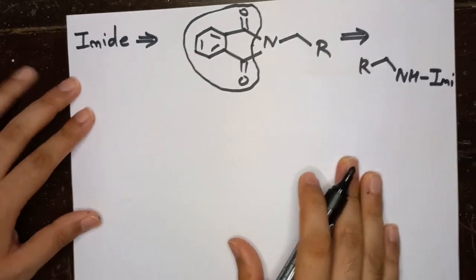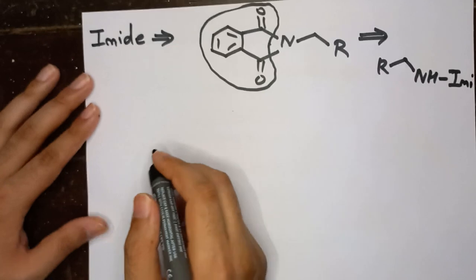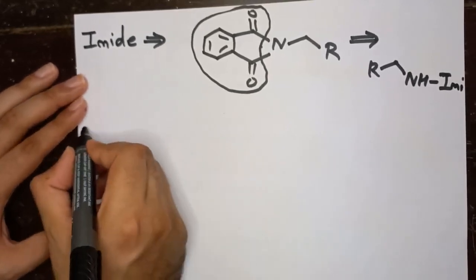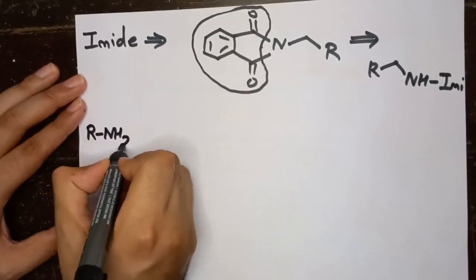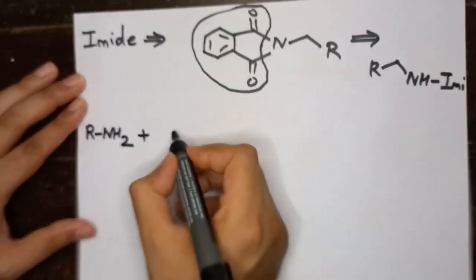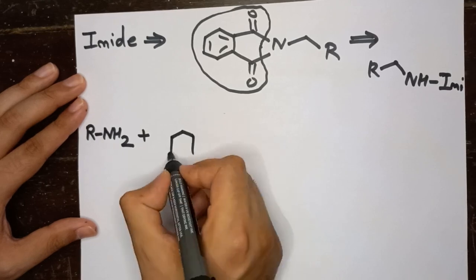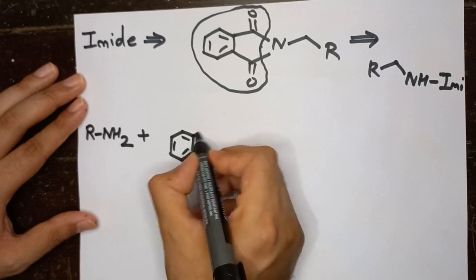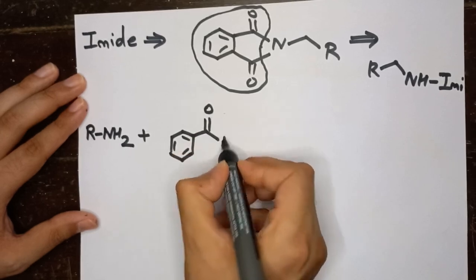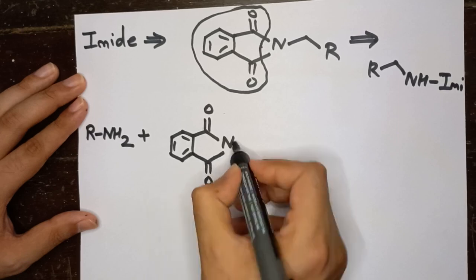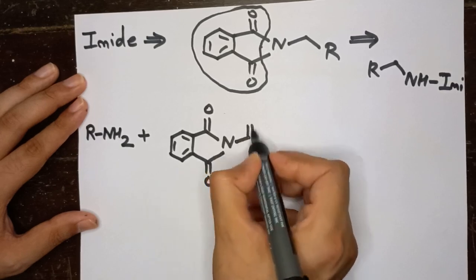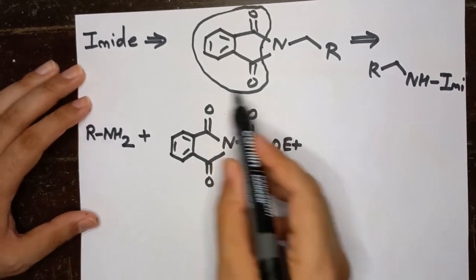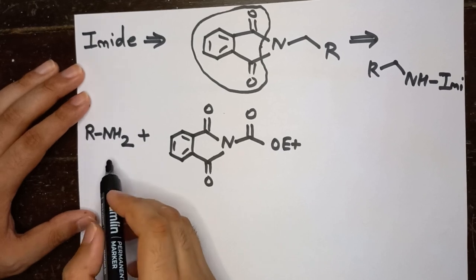Now let's see the mechanism. Let's see how we can protect an amine using an imide strategy. So we have this primary amine. The reagent you need to use looks like this: C double bond O and C double bond O, C double bond O, OEt. So this is the reagent you need to use to protect your amine using imide protection.